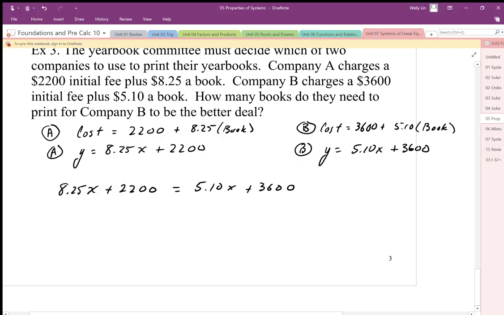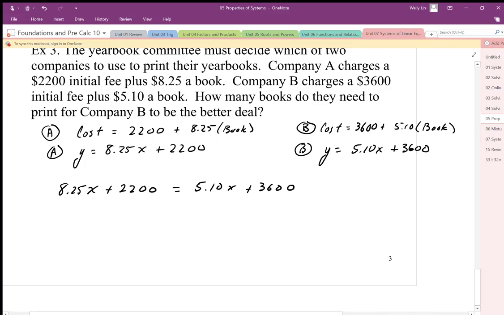So we want to figure out how many books we need to make Company B the better deal. Company B charges less per book, so if we have lots of books, we'll overcome that original initial cost and save on each book compared to the $8.25 a book. So we want to find out where they're equal, and the number of books above that is where Company B will be the better deal.